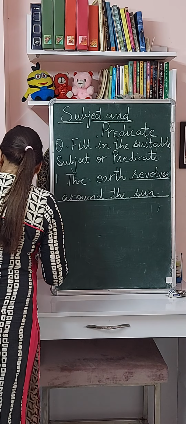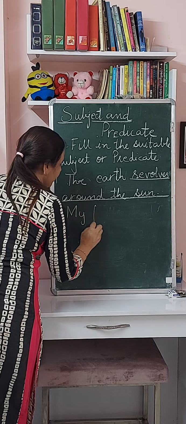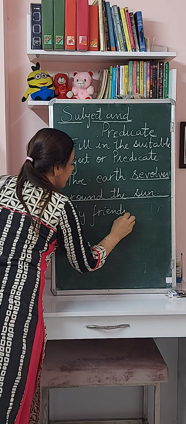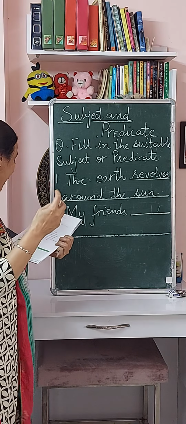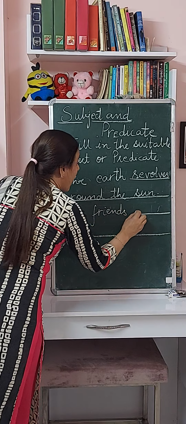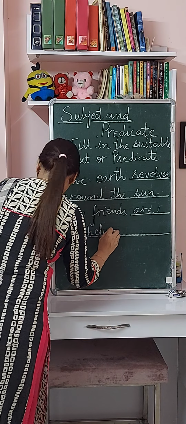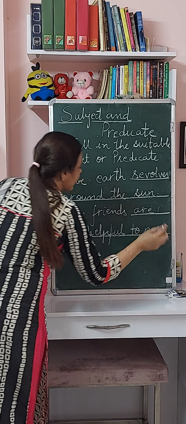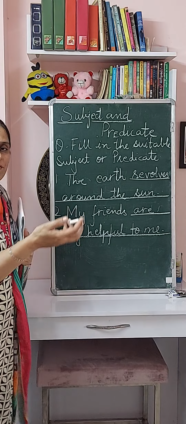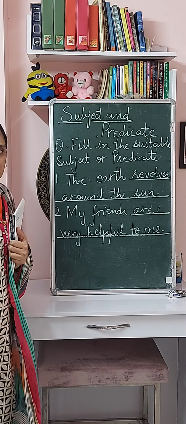Alright, like this. Now supposing we have been given my friends. This one is the easiest one. I hope everybody will be able to complete this sentence by adding a suitable predicate. My friends, you can say, are very helpful to me. My friends are very smart. My friends are very helpful. Alright, anything you can write just to make it a full sentence.